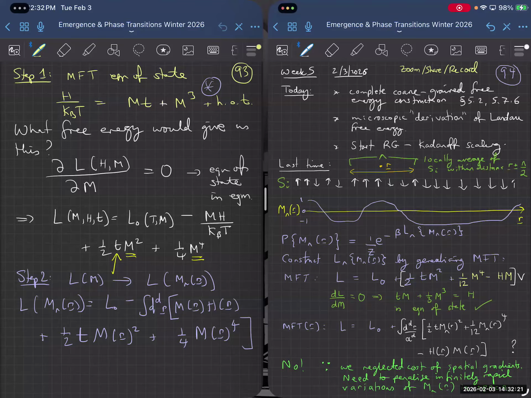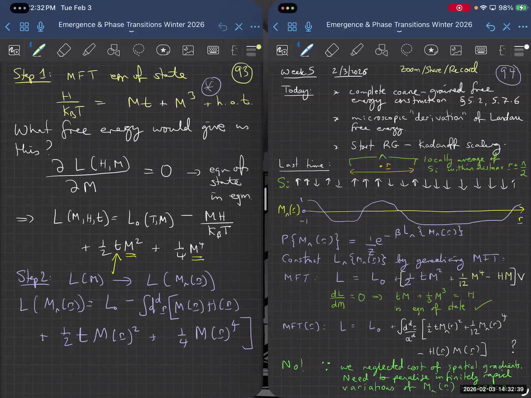Then the third thing that we'll do in today's lecture is we'll make a start on the renormalization group. So finally, we are going to get there. And we will start off by motivating the Kadanoff scaling picture, which was the foundation for the renormalization group.